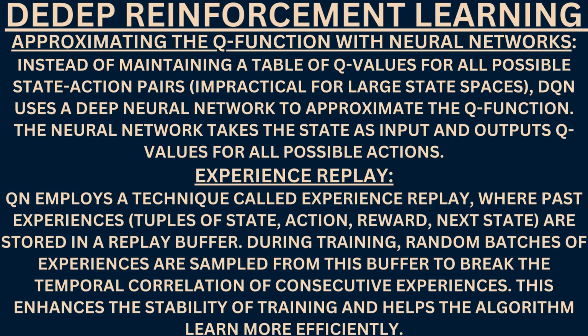Experience replay. DQN employs a technique called experience replay, where past experiences, tuples of state, action, reward, next state, are stored in a replay buffer. During training, random batches of experiences are sampled from this buffer to break the temporal correlation of consecutive experiences. This enhances the stability of training and helps the algorithm learn more efficiently.